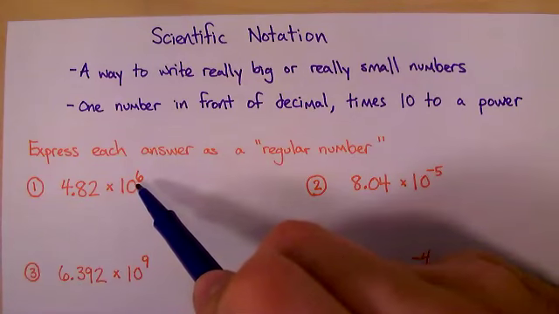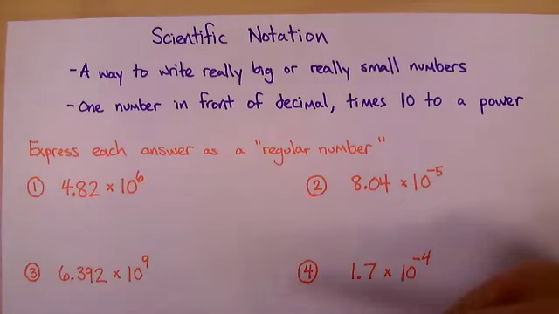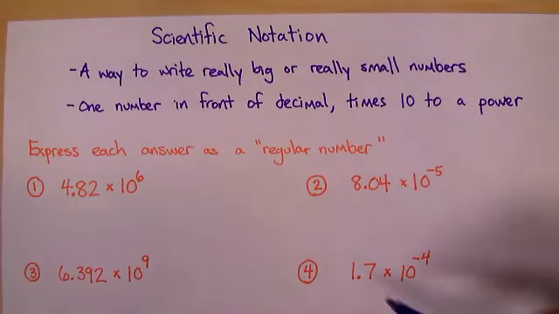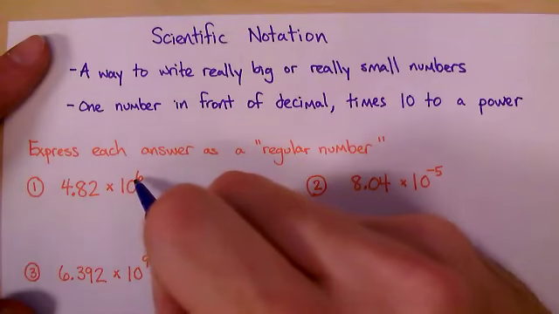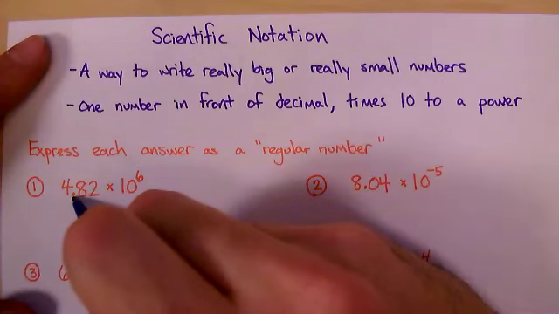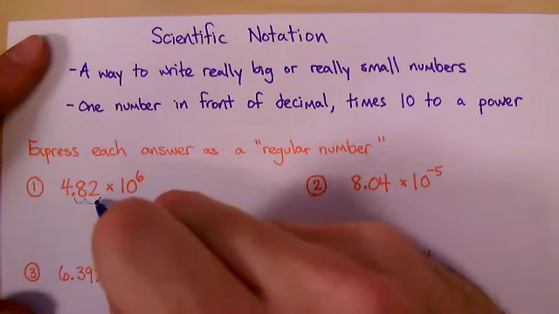The exponent on the 10 tells you how many spots your decimal has to move. Notice how all of these numbers only have one number in front of the decimal. That's scientific notation. So positive 6, if you have a positive exponent, your number is going to get bigger. So you're going to take your decimal and move it 6 spots to the right to make your number bigger. Now you run out of numbers pretty quickly, so you have to add on zeros.